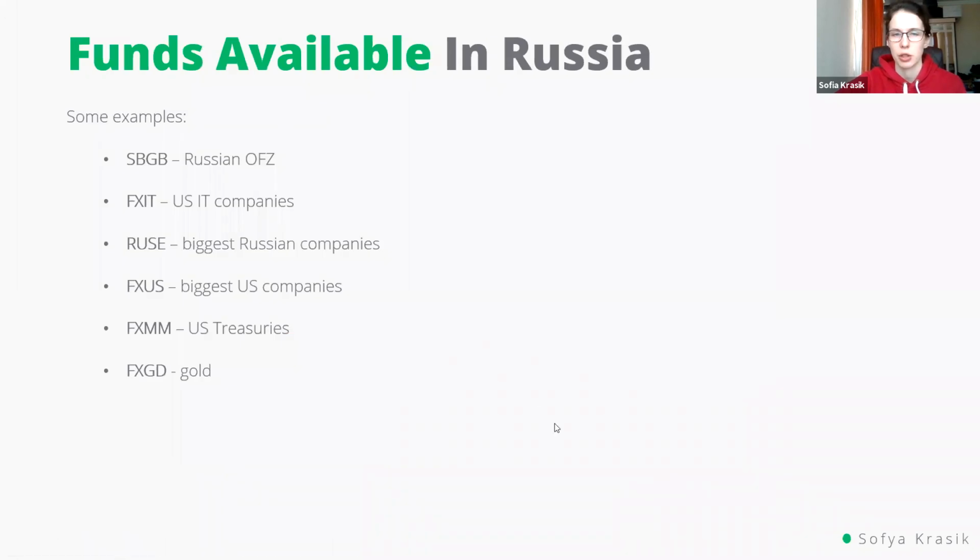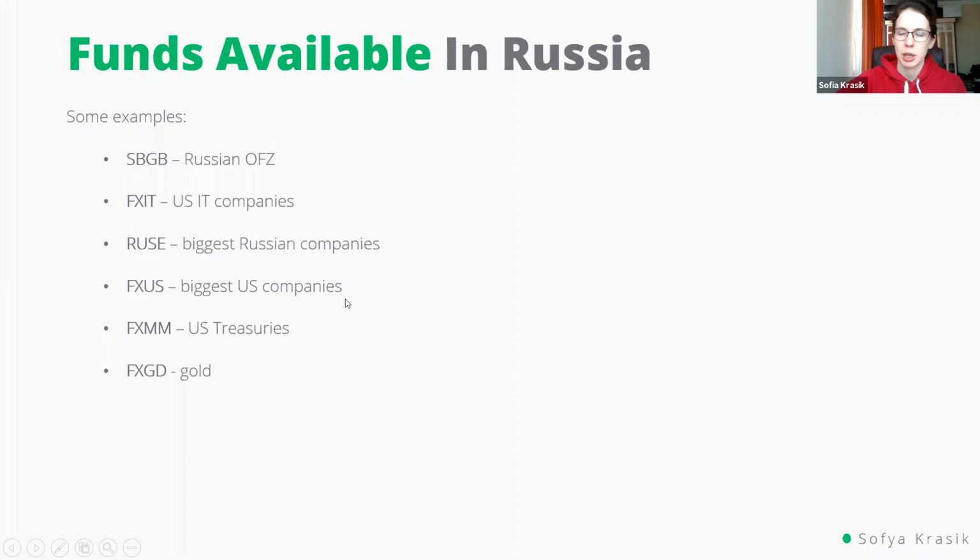Okay, and in Russia we also have funds available. Those are at least some of the funds that are available on the Moscow Exchange. For example, the SBGB fund invests in Russian federal government bonds, and the FXIT fund invests in US IT companies, so this is a sector fund. RusE invests in the biggest Russian companies.